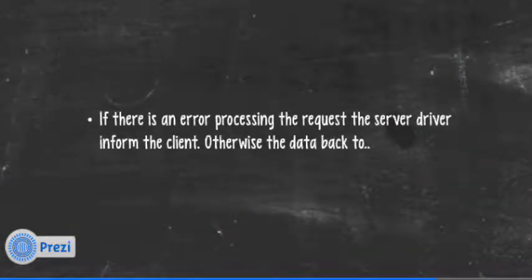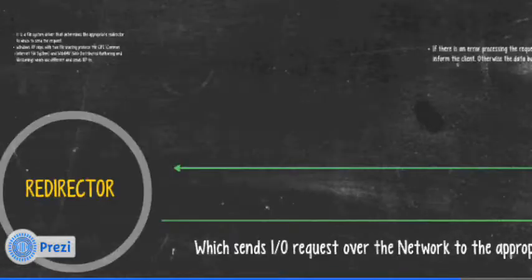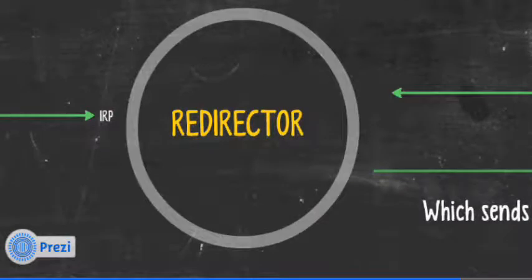If there is an error processing the request, the server driver informs the client. Otherwise, the data goes back to the redirector. The data is passed to the client process.